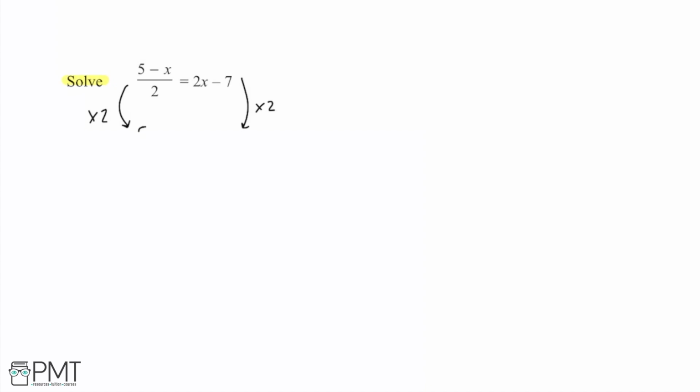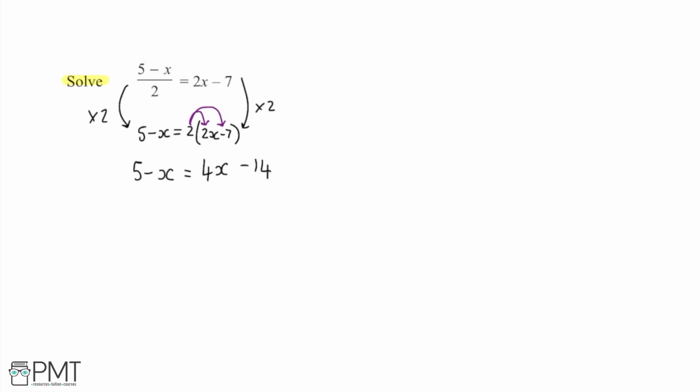I'm left with 5 minus x is equal to 2 lots of 2x minus 7. And I can then expand my brackets on the right hand side, so 5 minus x is equal to, and we can do this by multiplying the 2 by the 2x and the 2 by the minus 7. So 2 multiplied by 2x gives me 4x, and 2 multiplied by minus 7 is minus 14. Now this looks a lot easier and more friendly to work with in order to solve for x.